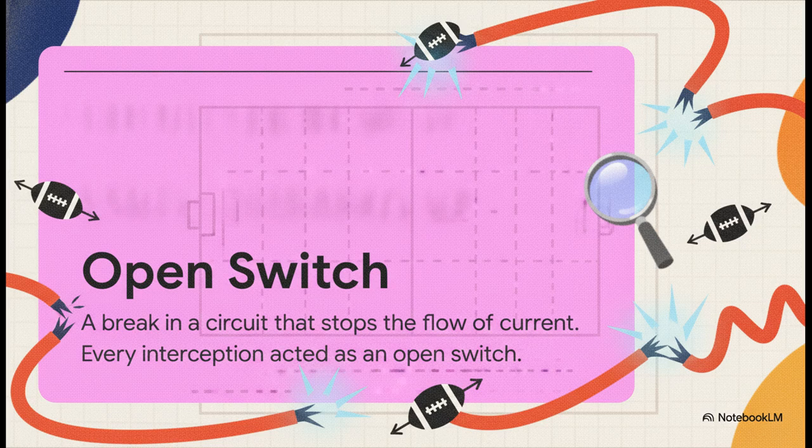So the crucial point here is understanding the actual mechanism of that break. In electrical terms, this is known as an open switch. It's a physical break in a circuit that stops the flow of current entirely. In the context of this match, think about a moment where Jesus Navas or Aymeric Laporte stepped up to flawlessly intercept a pass meant for a French forward. That specific action instantly acted as an open switch. The very moment France lost possession, their linear attacking circuit was fundamentally broken.